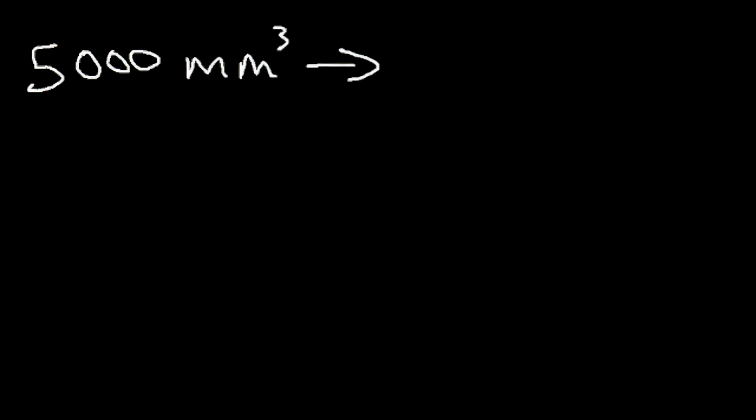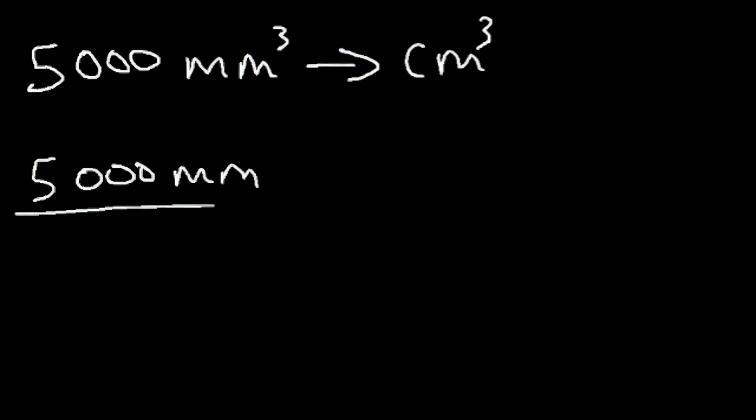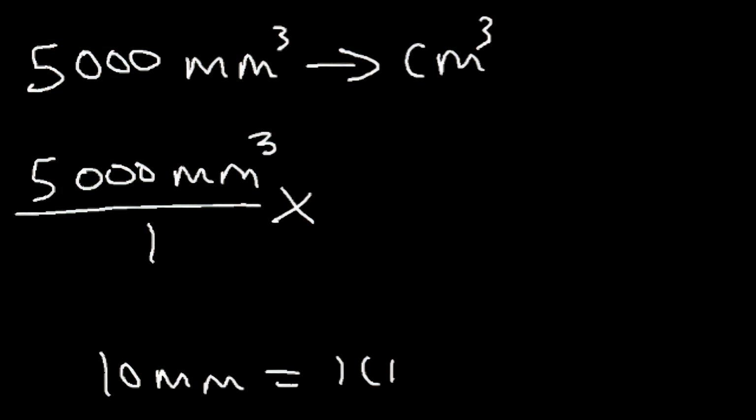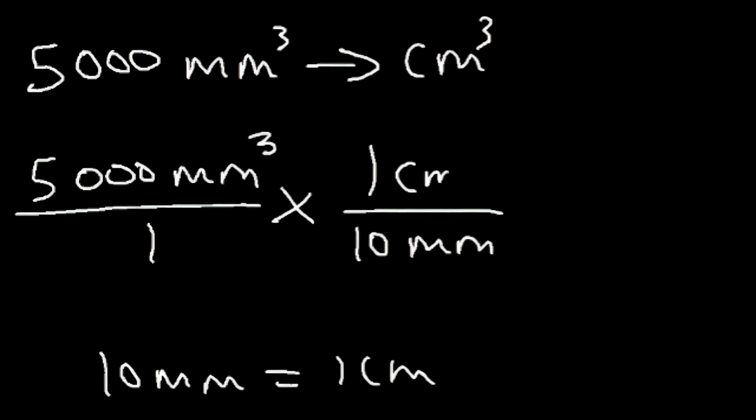Now let's try another example. Let's say if we wish to convert 5,000 cubic millimeters into cubic centimeters. How can we do it? So this is a unit of volume whenever it's raised to the third dimension. We know the conversion factor is 10 millimeters is equivalent to 1 centimeter. So we're going to put that in the next fraction. Now for this particular example, we need to raise it to the third power.